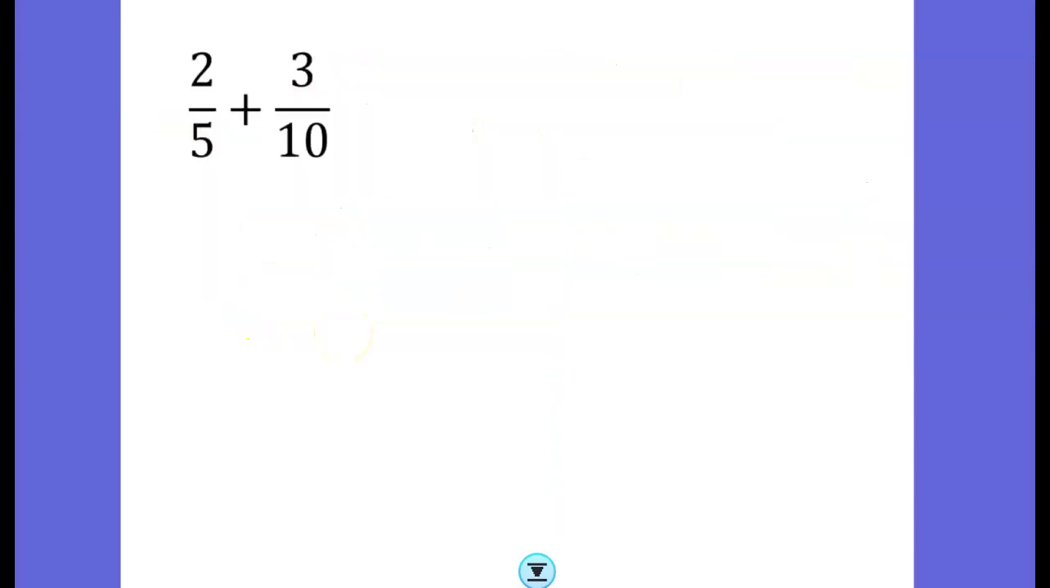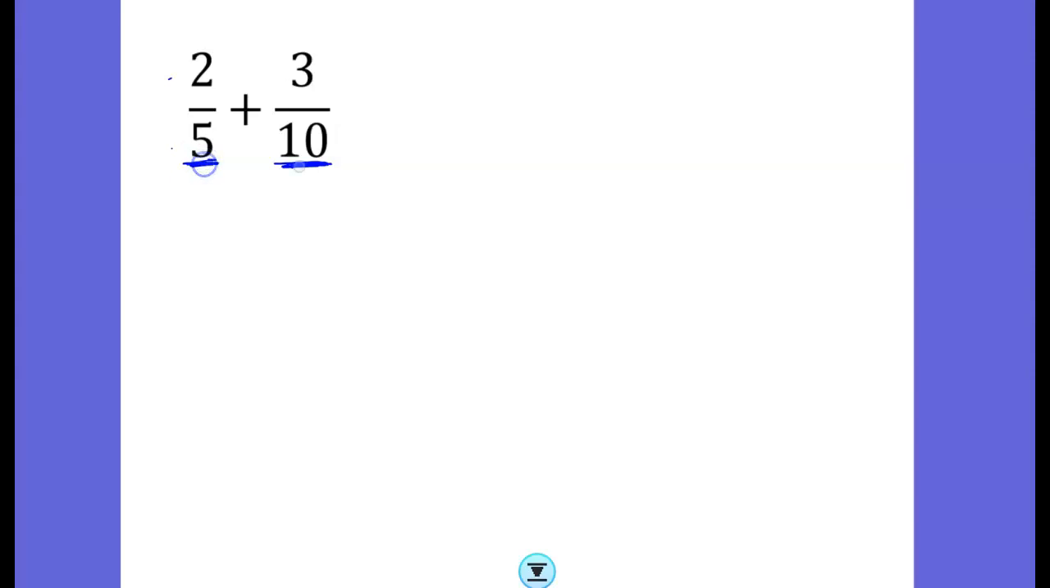Problem is, we don't always have the same denominator. So here we have an example where we've got fifths and tenths. So we don't have the same denominator. What we need to do is use equivalent fractions to make them both have the same denominator. So what I'm looking at is multiplying the top and the bottom of one of these fractions, maybe both of these fractions, to give them the same denominator.